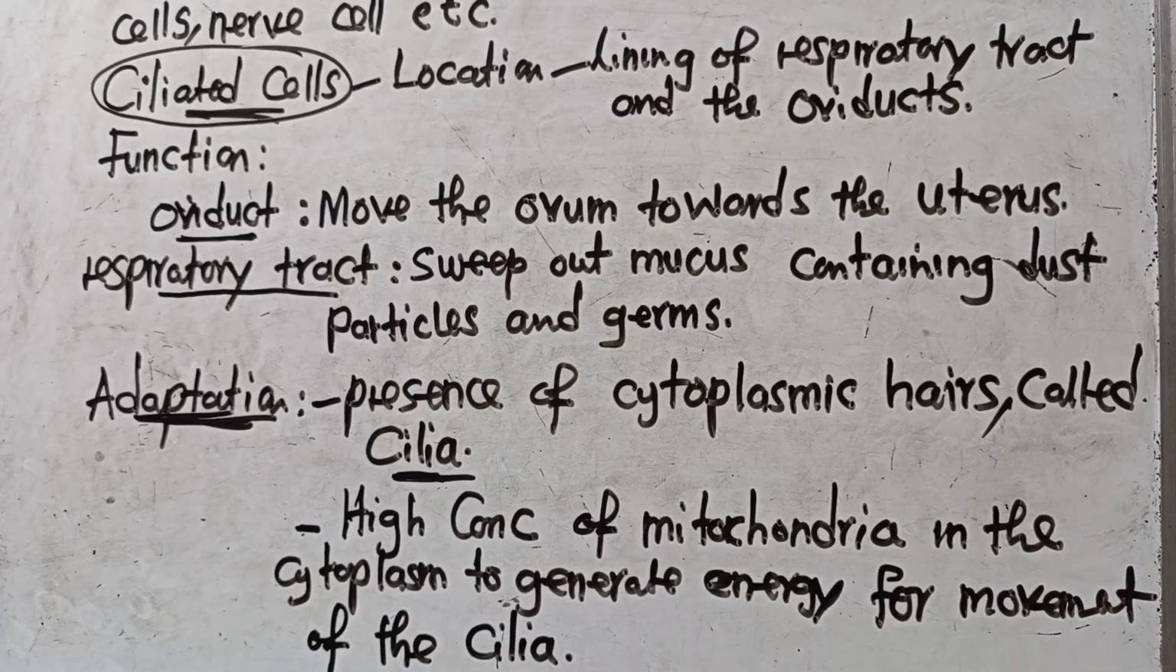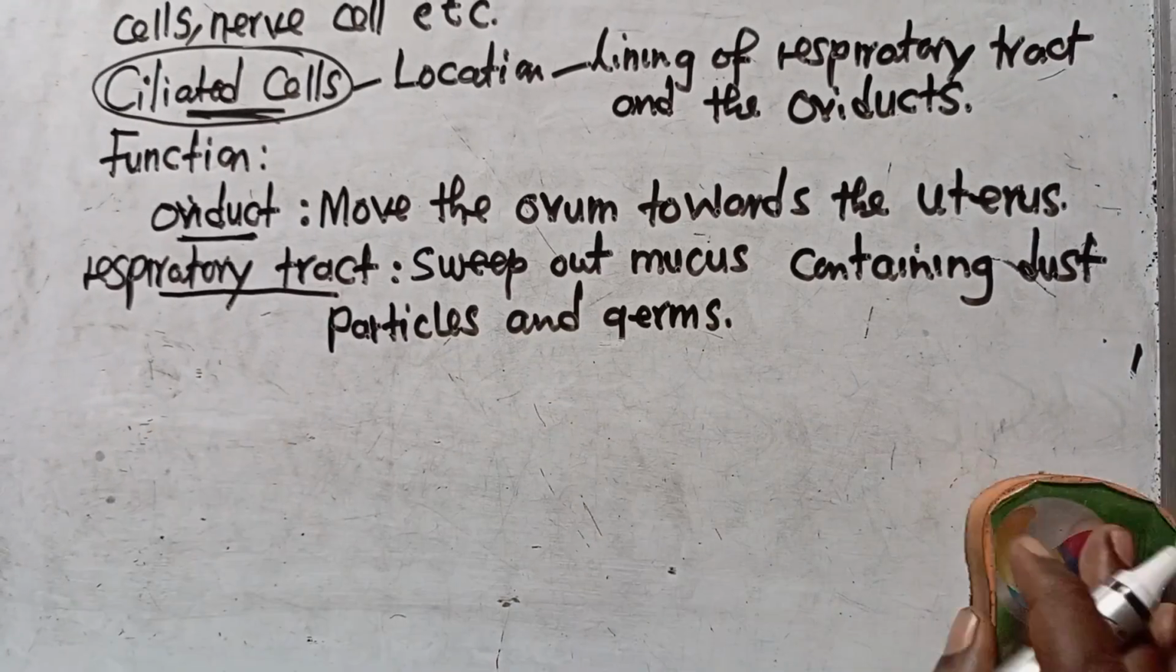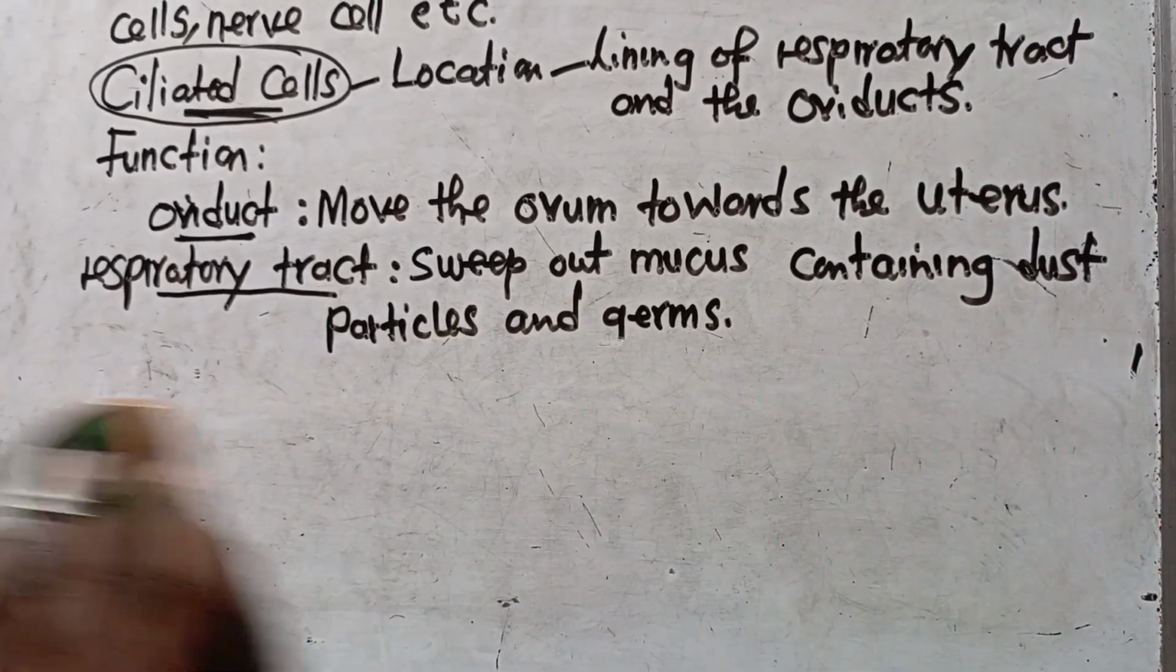So how is the structure now? I hope you've written down these two adaptations. You need to understand these two adaptations. As we advance, we are going to talk about a lot of specialized cells. You need to understand their function and their adaptation, because questions do come in an exam. So I want you to write down everything that I'm teaching you, all the notes that I'm giving you.